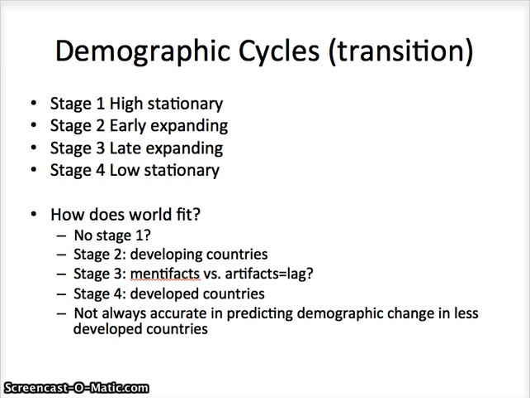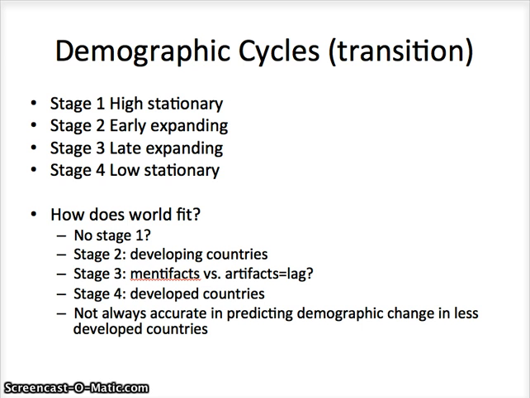And in stage four, you have low birth rates as well as low death rates. So you have a stationary population again, but instead of high birth rates and death rates, as we saw in stage one, we have low birth rates and death rates.